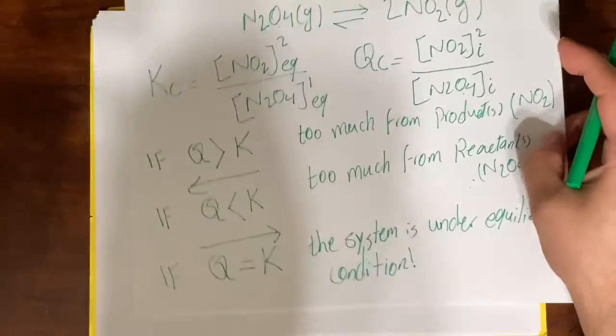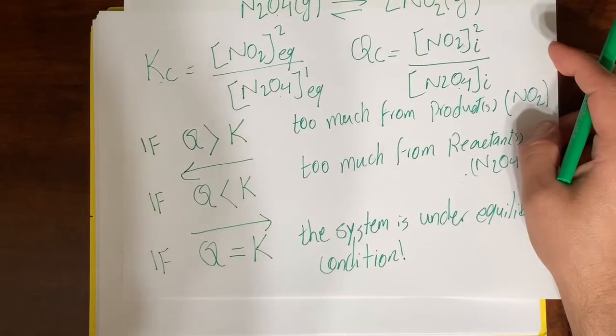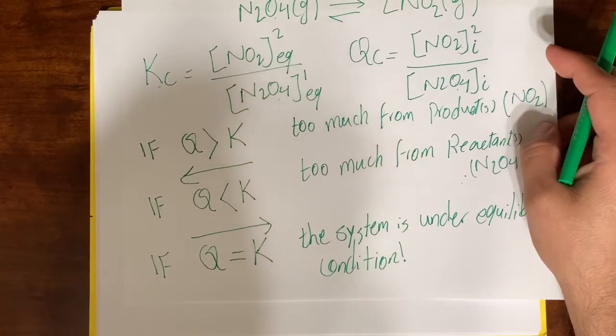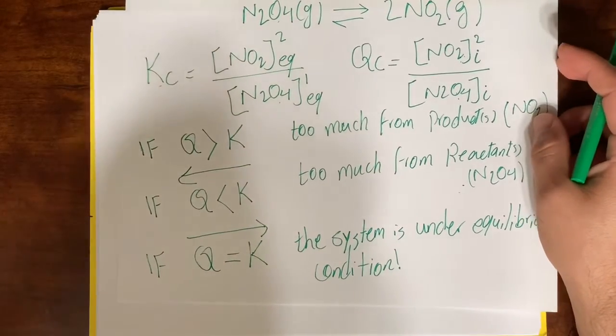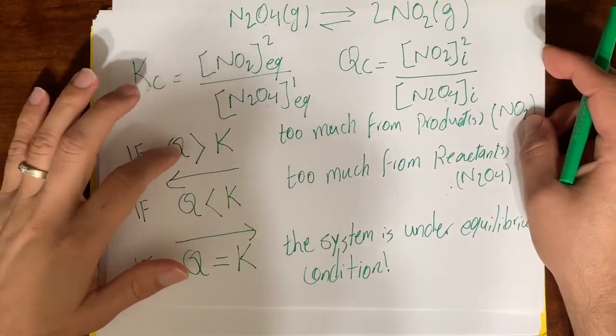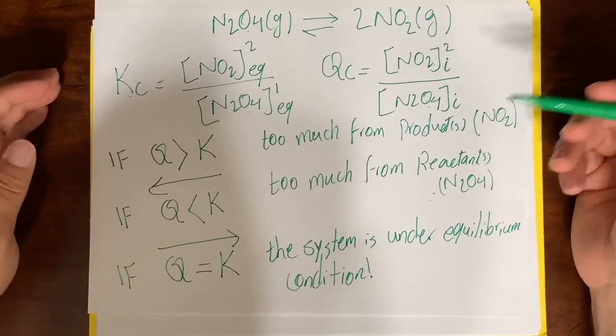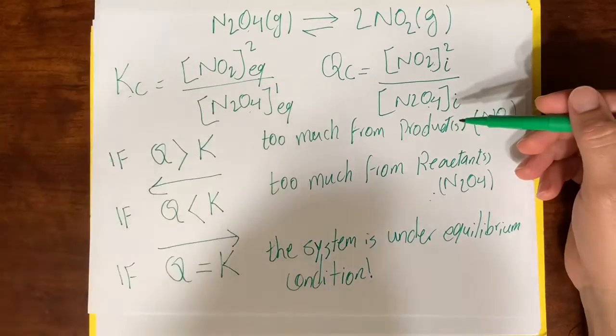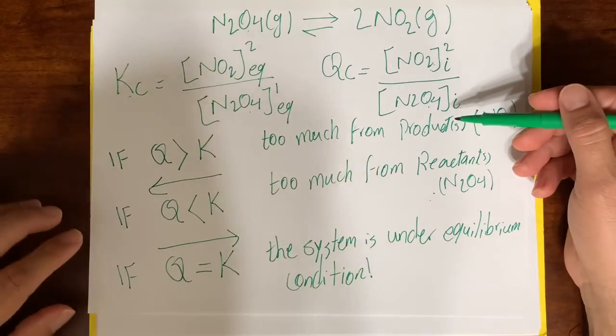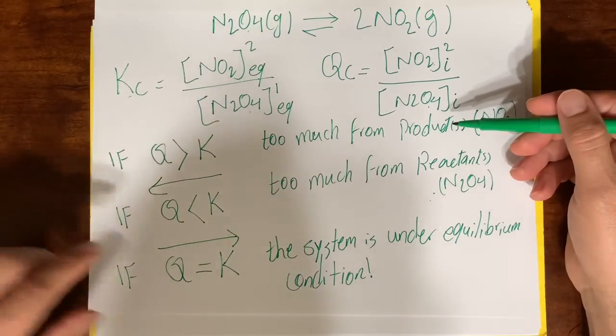Okay, but that's the way we use KSP. We compare QC with K. If QC is bigger than K, so we have too much product, or too much of the ions, the reaction is going to go to the left side to generate the reactant.